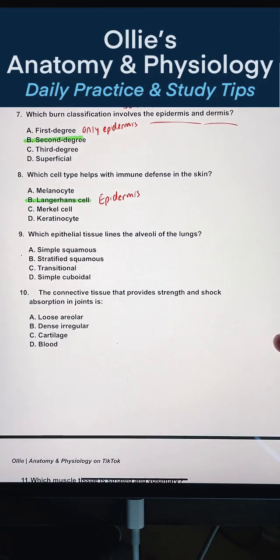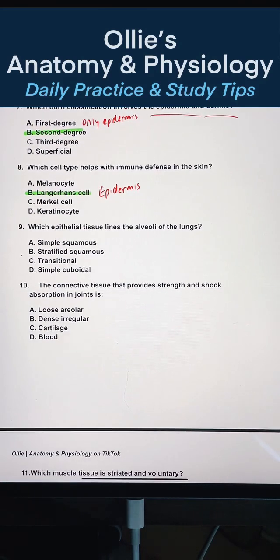All right. Number 9. Which epithelial tissue lines the alveoli of the lungs? Which epithelial tissue will that be? We're going to move on to some epithelial type questions.